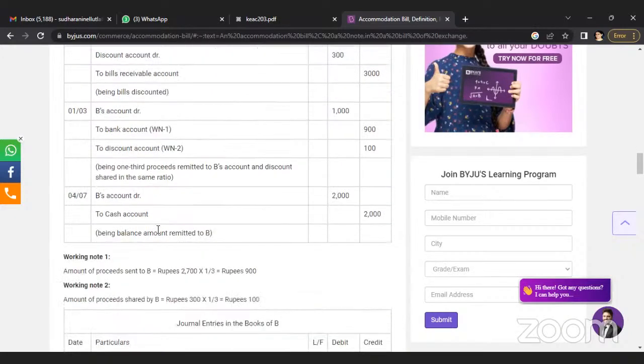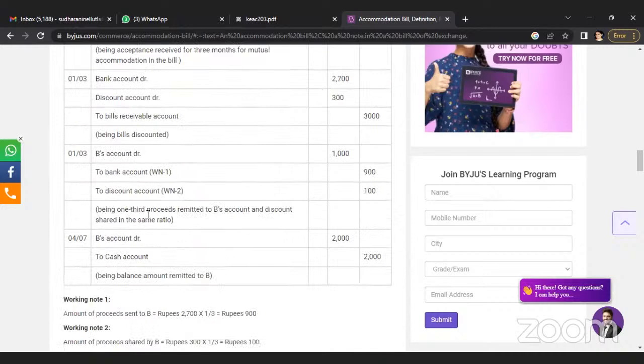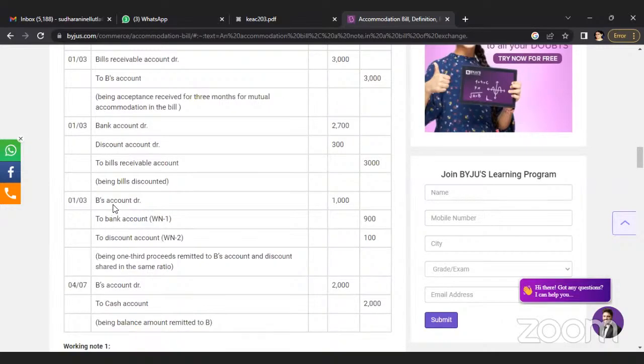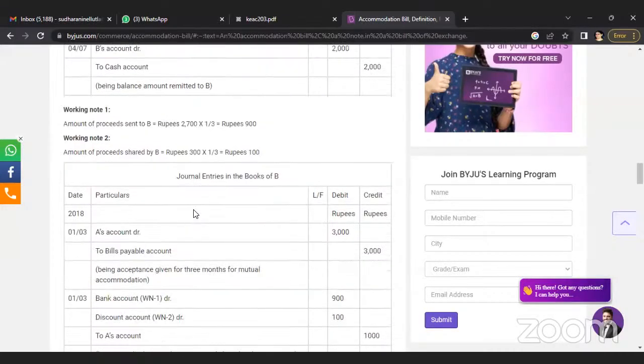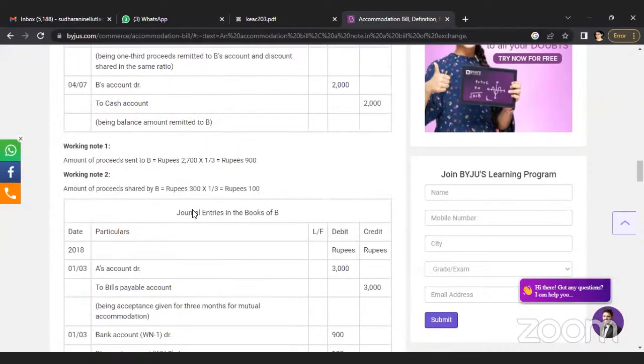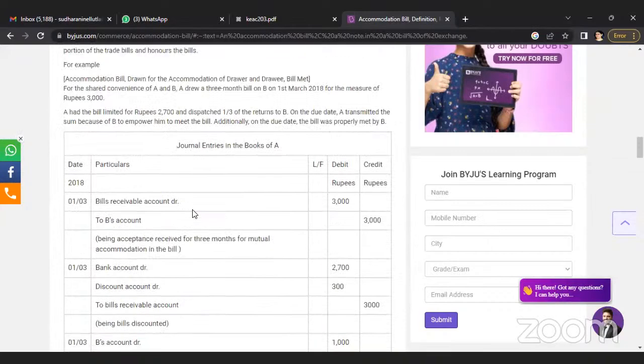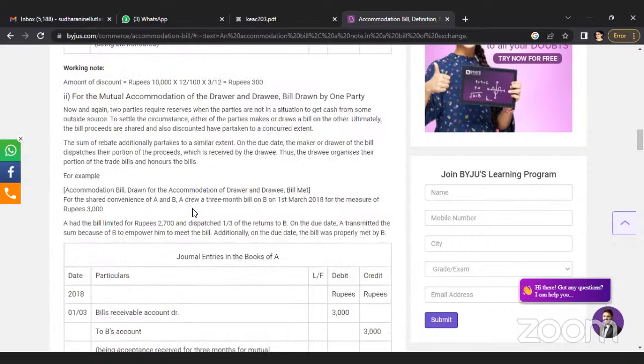Here, no entry. After discounting, B will transfer the amount to the drawer; that is, the drawer will transfer some amount, 50% of the amount, to the drawee, and on the due date, whatever amount is taken. See, if you work out this problem, you will know. Please take the screenshot, you will understand.